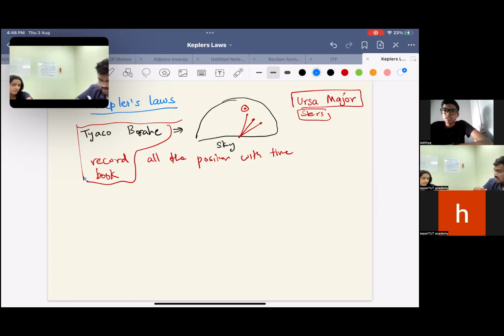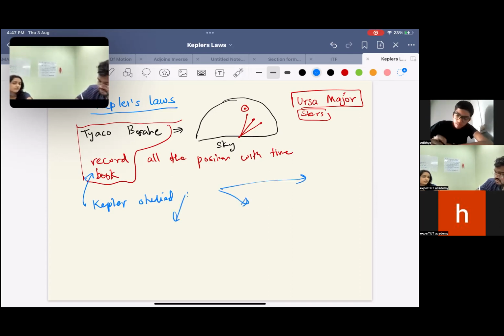Kepler was the student of Tycho Brahe, so he studied this record book and devised three laws. There are three things he observed: the first law, the second, and the third. These are called Kepler's laws of planetary motion.